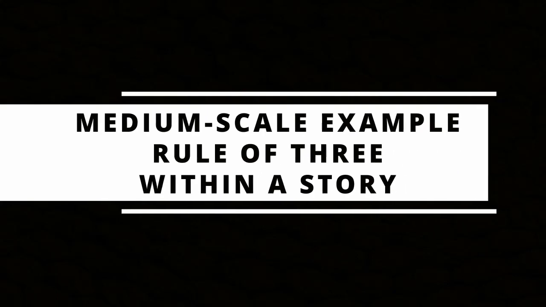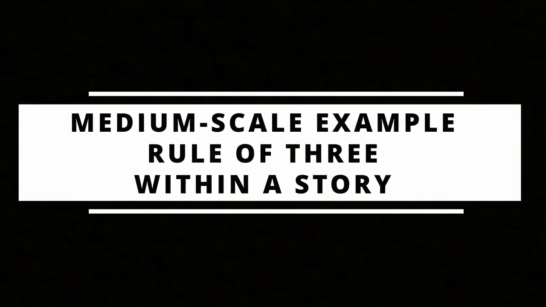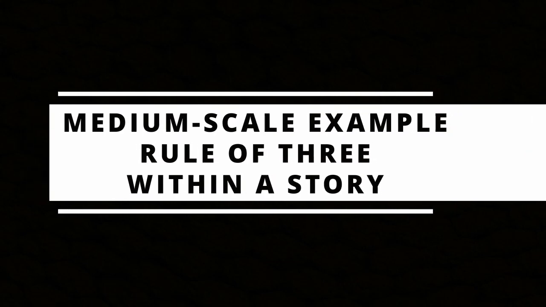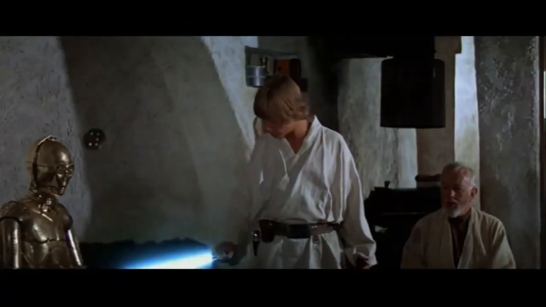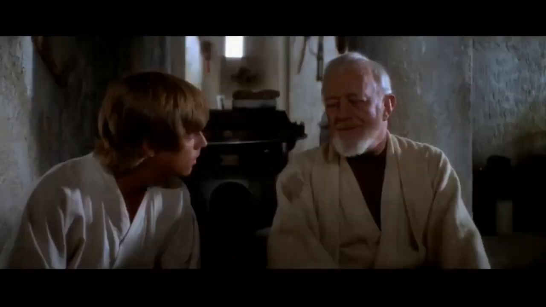Now let's take a look at a medium scale example, and this is when the rule of three occurs within a single story, or a single movie in this case. We're going to stick with the original Star Wars movie, and we're going to say that the element that we're focusing on is learning how to use the Force. Early on in the story, when Luke meets Obi-Wan, Obi-Wan explains to him what the Force is, how it gives a Jedi his power, and so on and so on.